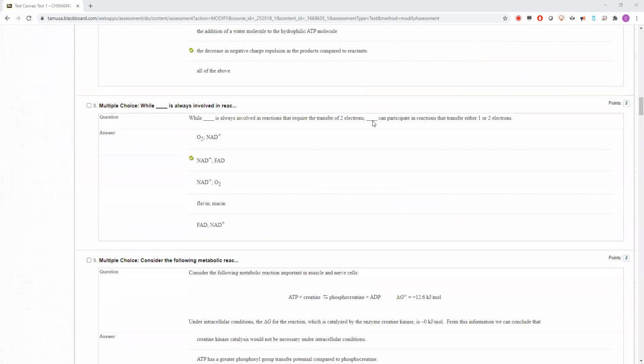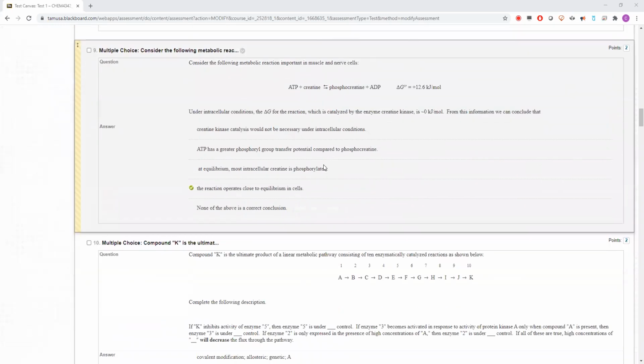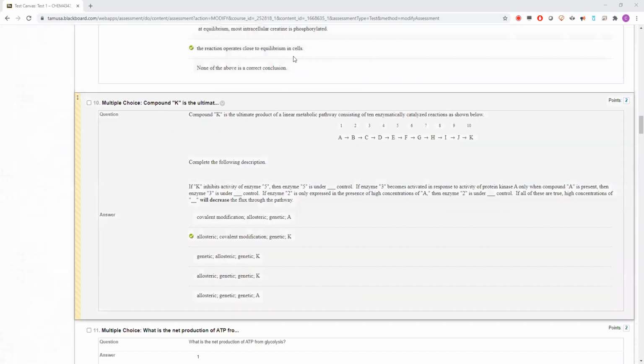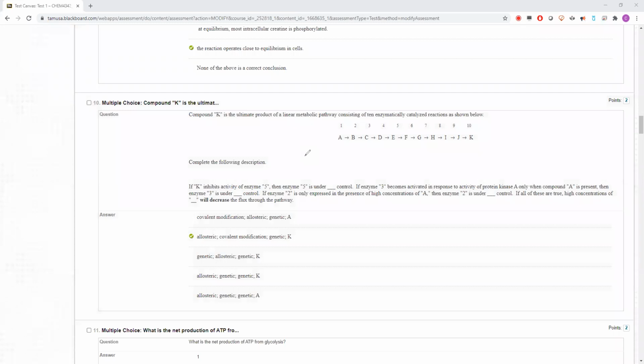All right, so again, all these have answers. I don't really need to explain too much of those, but let me just talk about 10 a little bit, because it is quite a complicated question. So we have K, and basically what I have here is glycolysis, using numbers and letters.